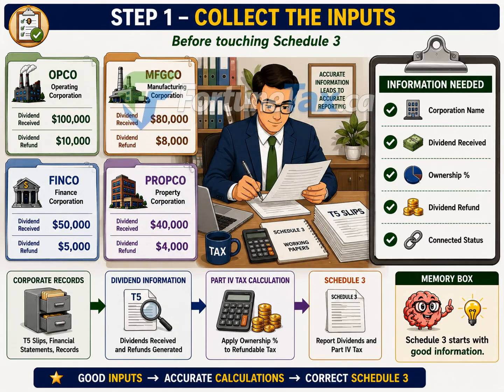If the input data is correct, the calculations become easier, the reporting becomes more accurate, and the completed tax return is much more reliable. In the next slide, we'll take this information and begin completing Schedule 3, starting with the reporting of dividends received from connected corporations.